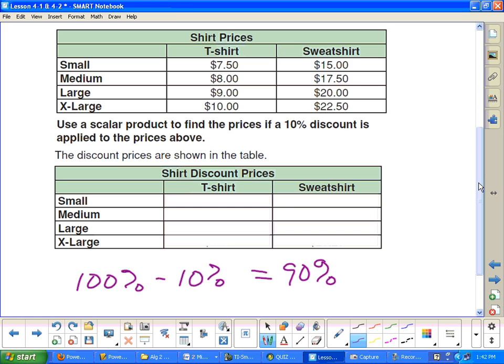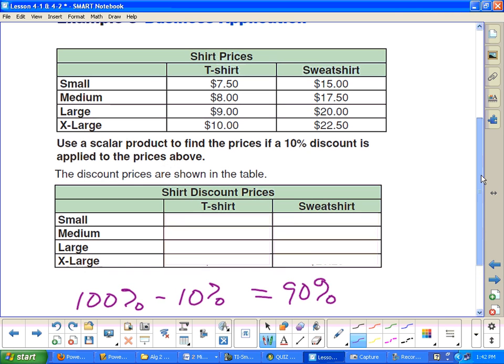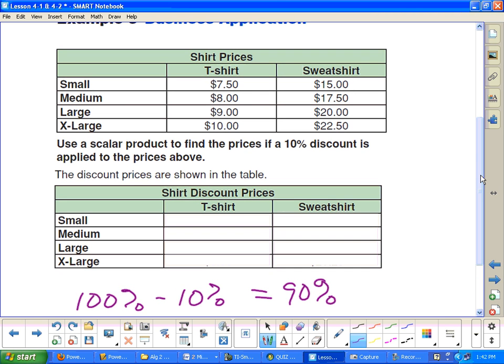So you have to think about those things. All I would have to do here is multiply each of these numbers by whatever that scalar number is, whether it's 0.9, 1.2, or 2.2, any of those things. Does that make sense?